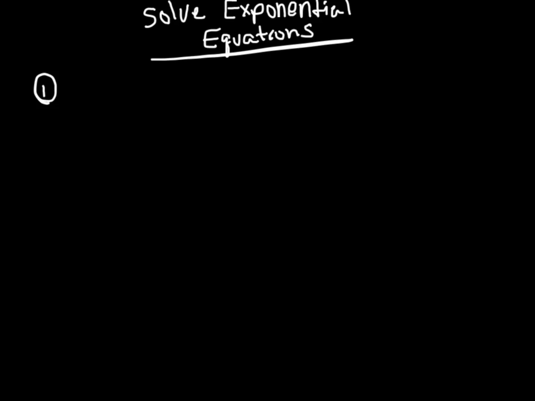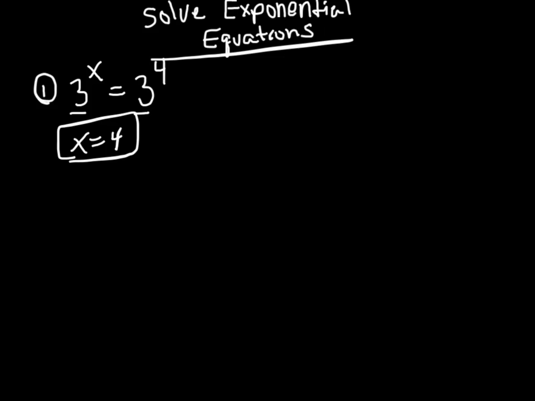Alright, today we're looking at solving exponential equations. We're going to do this by making things have the same base. So if I give you 3 to the x equals 3 to the 4th, you know because they both have a base of 3 that their exponents have to be equal to each other. So since the bases are equal, the exponents have to be equal, so x would equal 4.